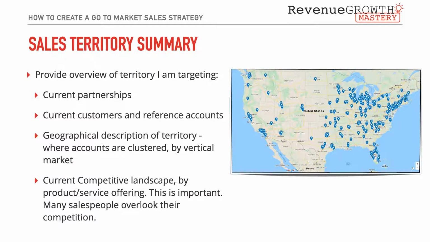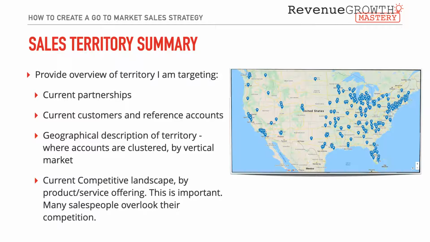Next, you want to look at the geographical description of the territory. Where are the accounts clustered? Ask yourself, what vertical markets do we have and are we strong in? Are we heavier in healthcare than we are in financial services? Or is higher ed our strong suit and technology is our emerging market? So be very descriptive of what niches you have dominance in and what niches you want to go after and break into as net new opportunities.